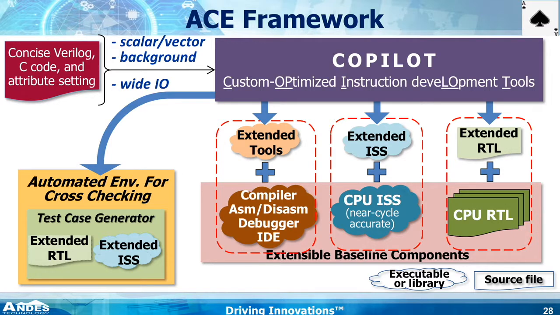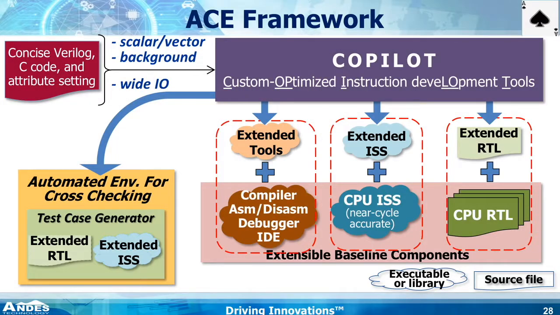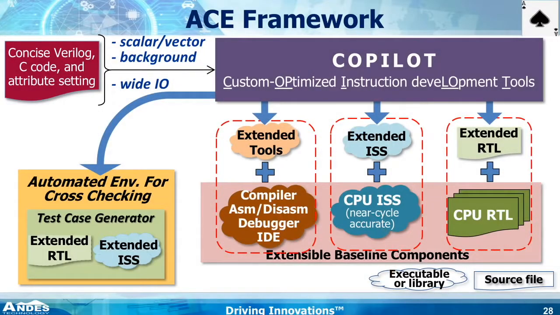Here is the overview of it. We provide customers with RTL, simulator, and all the development tools, which are ready to be extended. So how do you extend that? You write concise Verilog code to eventually map to RTL, and C code for the behavior, and then you use attribute settings to tell the tool some information, so the tool can do a lot of work for you. Based on this framework, you can design scalar instructions and vector instructions.